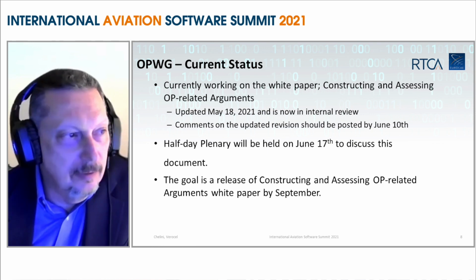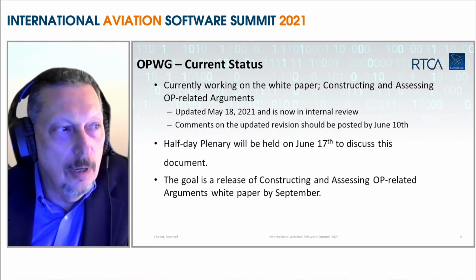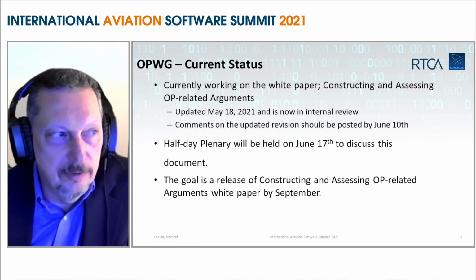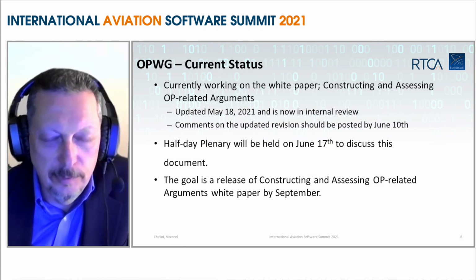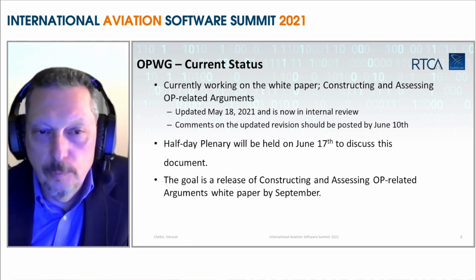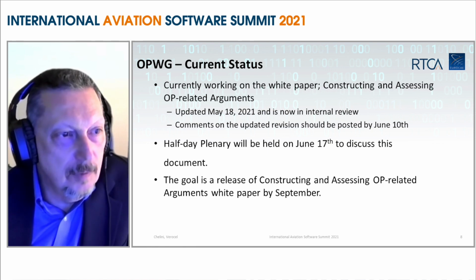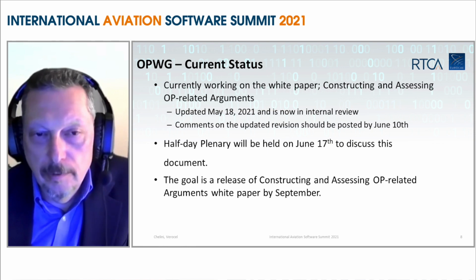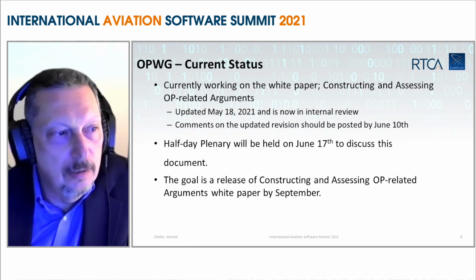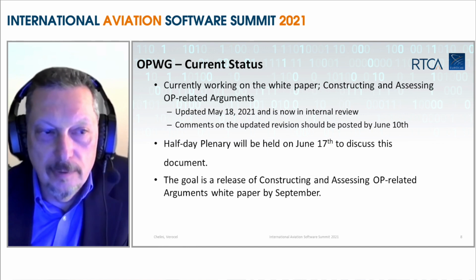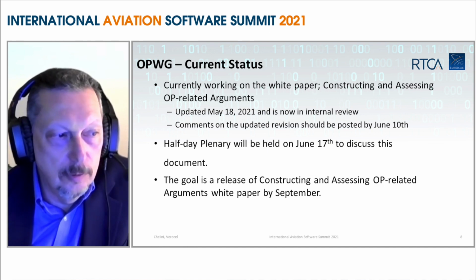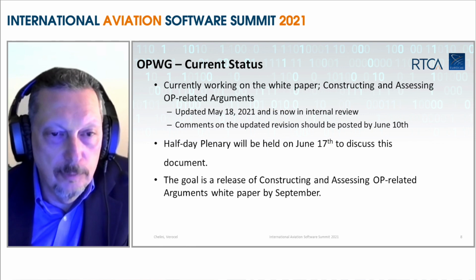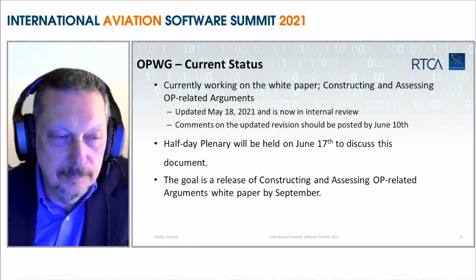The update of where we are is that we are currently working on a white paper for constructing and assessing overarching properties. This is what Michael Holloway will focus on. That's currently in internal review. We will hold a plenary June 17th to review comments on that paper. The goal is a release of this white paper by September.